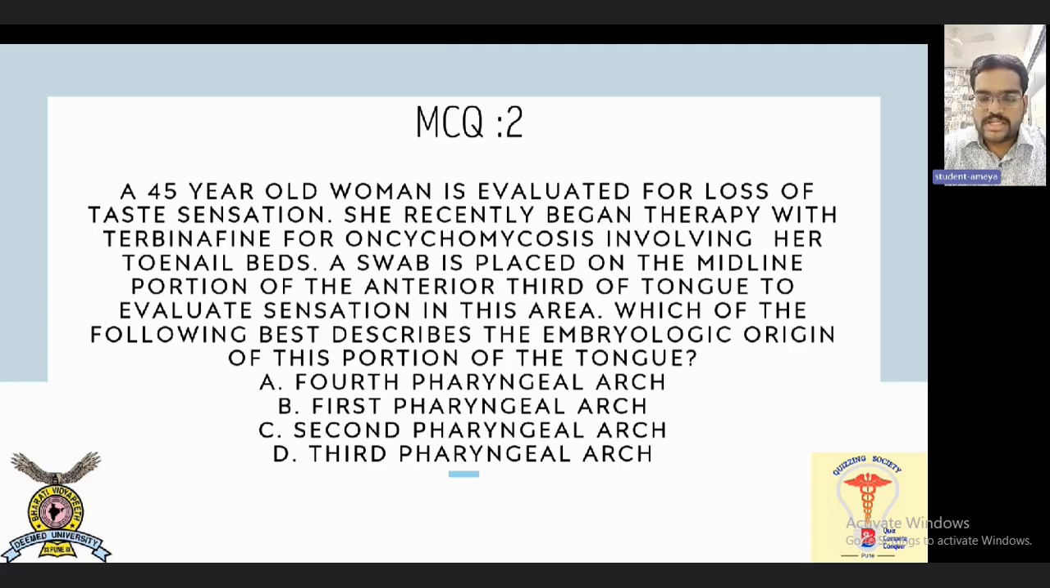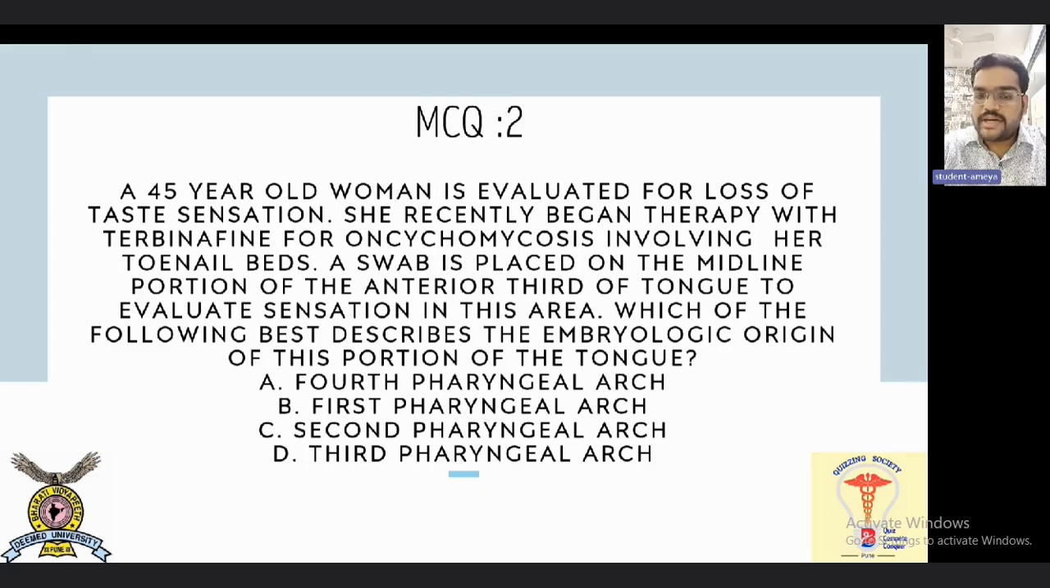We all know taste is a special sensation out of the 5 primary sensations that we have, and that the nerve supply of the anterior 2/3 of the tongue is responsible for taste. They have given that the swab is placed on the midline portion of the anterior third of the tongue. So yes, my guess was correct that this has to do with the anterior thirds of the tongue.